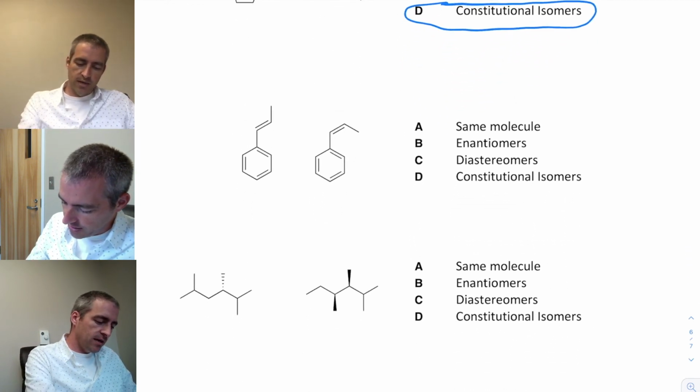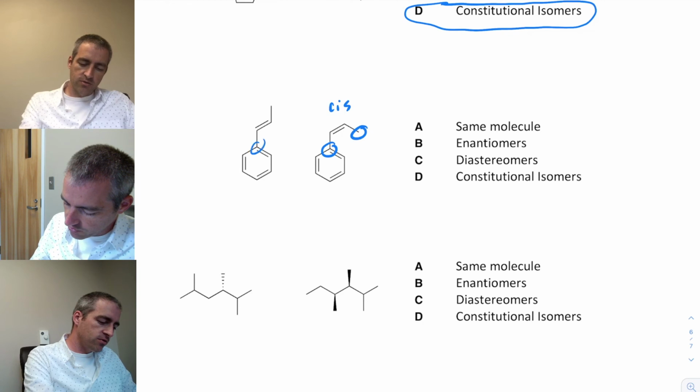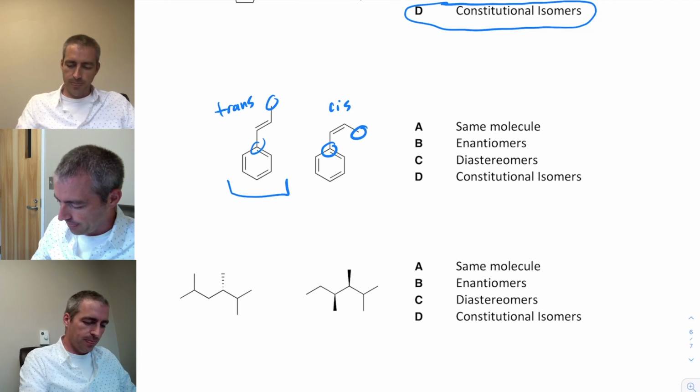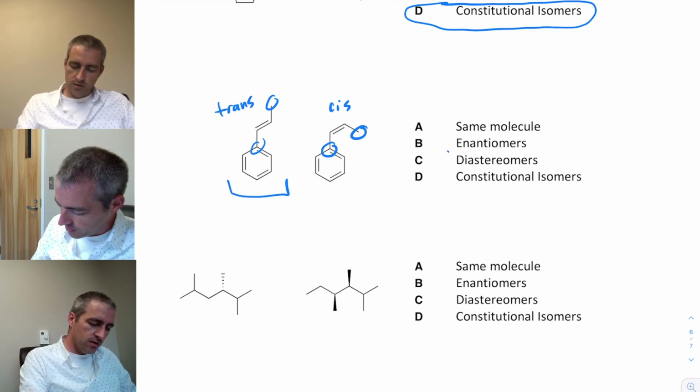Next, in this case, this is a cis, because both groups on the double bond are on the same side. This one is trans. We didn't quite get to alkene cis-trans yet, but we will. When we do, those are diastereomers.